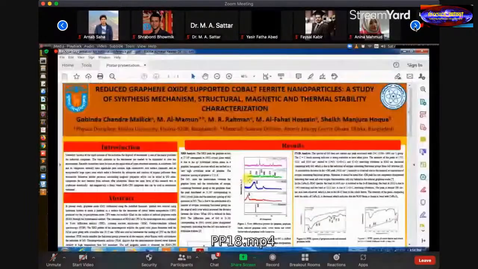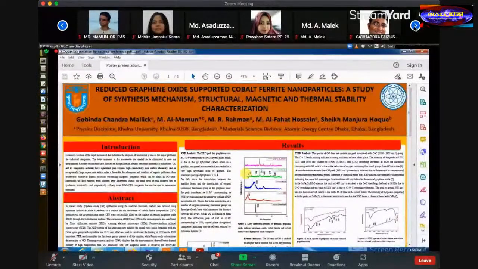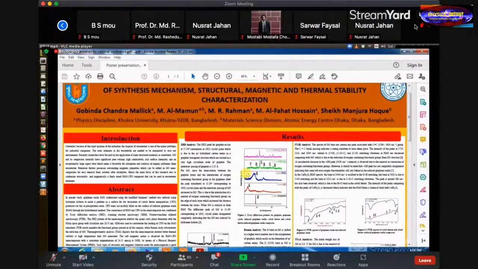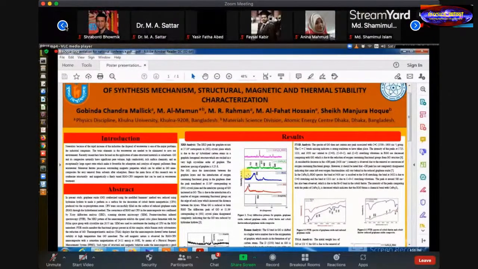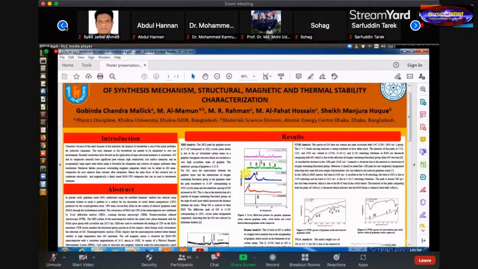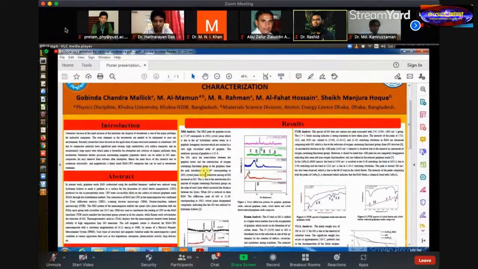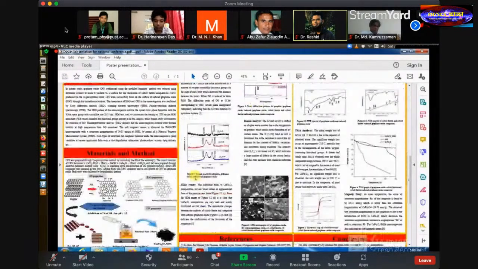Welcome to my presentation. In this study, reduced graphene oxide cobalt ferrite nanocomposite, its synthesis and structural, magnetic, and thermostability characteristics. Since graphene oxide and its composites have significant pore volume, high conductivity, and rich surface area, and cobalt ferrite possesses outstanding magnetic properties, the main focus of this research was to synthesize a highly tuned RGO-CFN composite that can be used in wastewater treatment. Materials and methods.